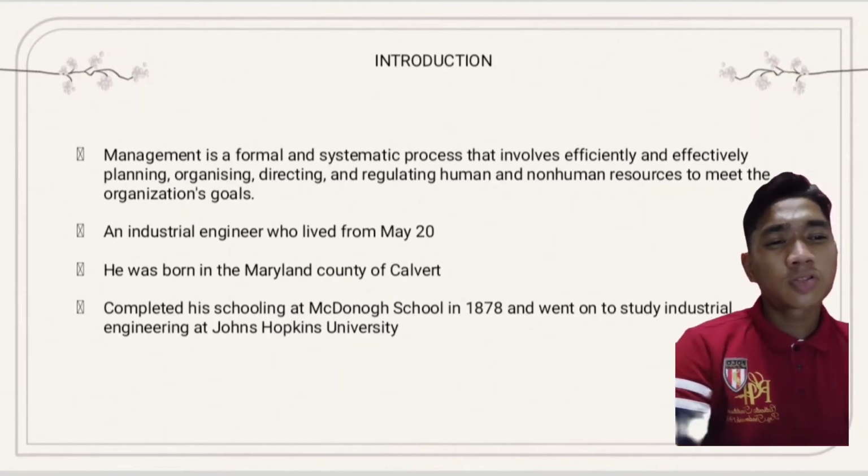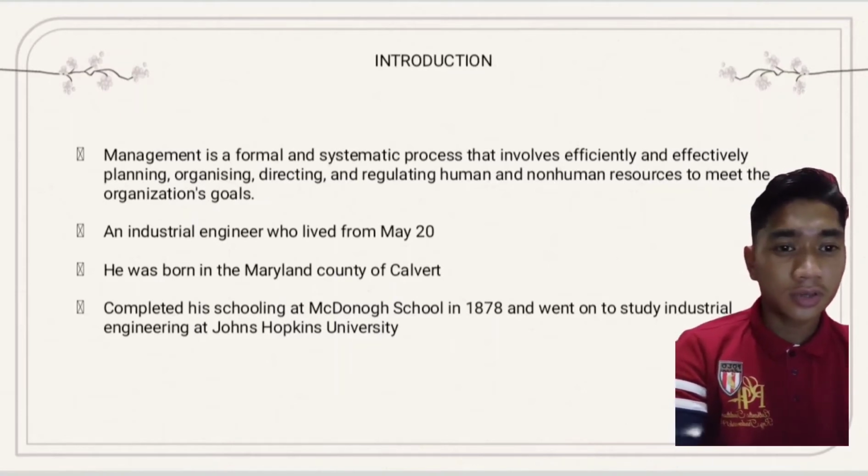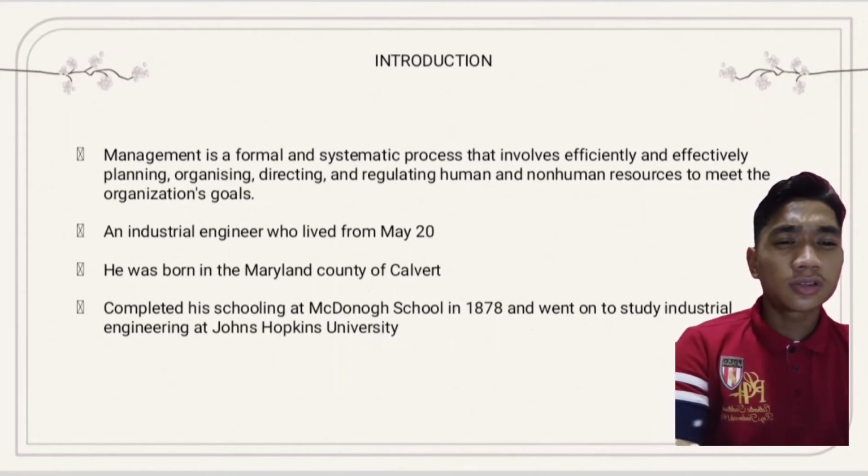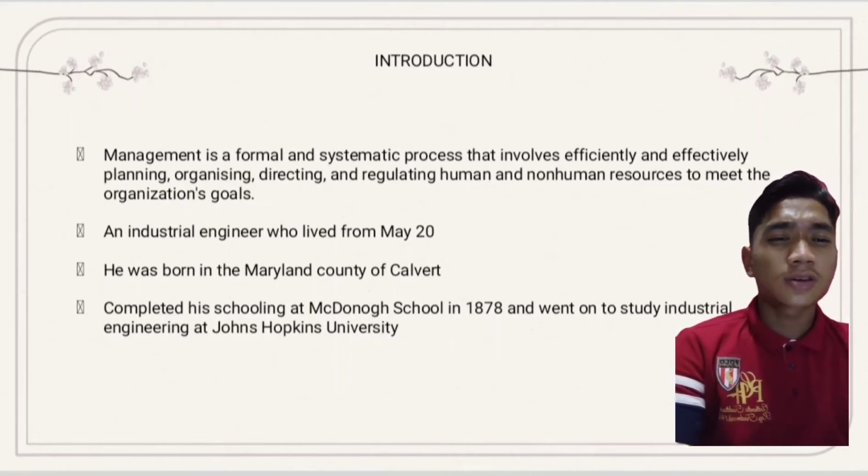His performance was excellent. After graduation, he began working as a teacher and draftsman. Gantt had a natural talent for drawing since he was a child. He then pursued mechanical engineering at the same university in 1887.